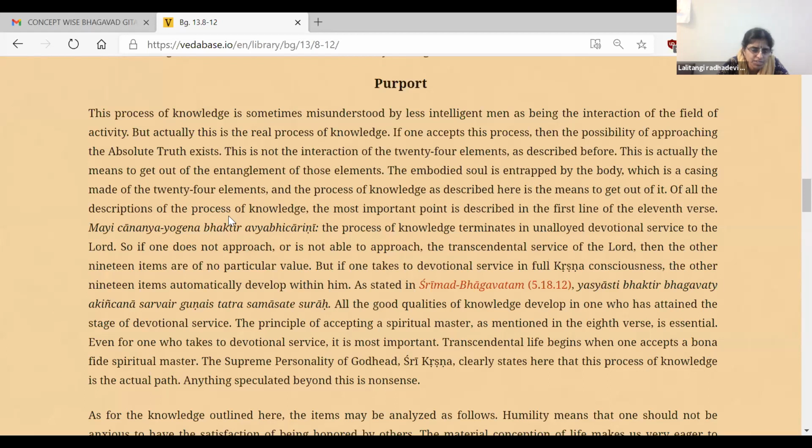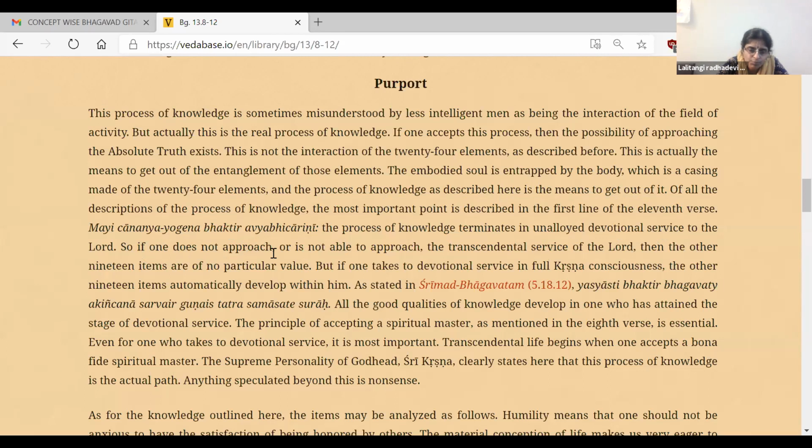Of all the descriptions of the process of knowledge, the most important point is described in the first line of the 11th verse. Mai chananya yogena bhaktir avyabhicharini. The process of knowledge terminates in unalloyed devotional service to the Lord.